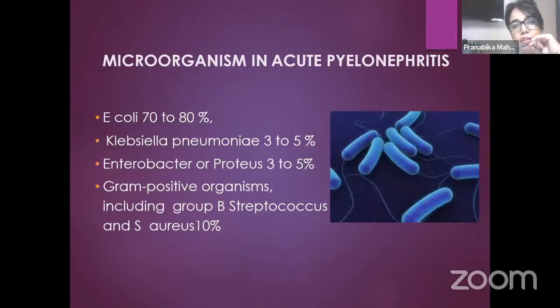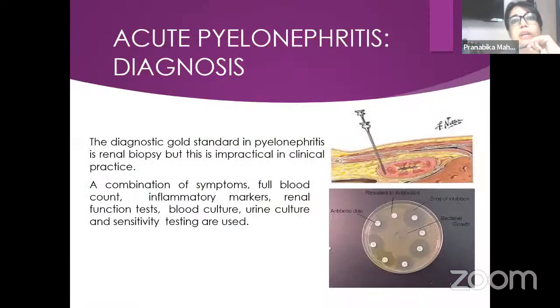E. coli again is the number one cause of acute pyelonephritis. Next, Klebsiella, and we have Enterobacter. For the diagnosis of acute pyelonephritis, the gold standard is renal biopsy, but this is impractical in clinical practice. A combination of symptoms, full blood count, inflammatory markers, renal function test, blood culture, and urine culture sensitivity test are used. So mostly we do it clinically rather than going for a renal biopsy in pregnancy. This can be easily tackled with a thorough clinical examination.